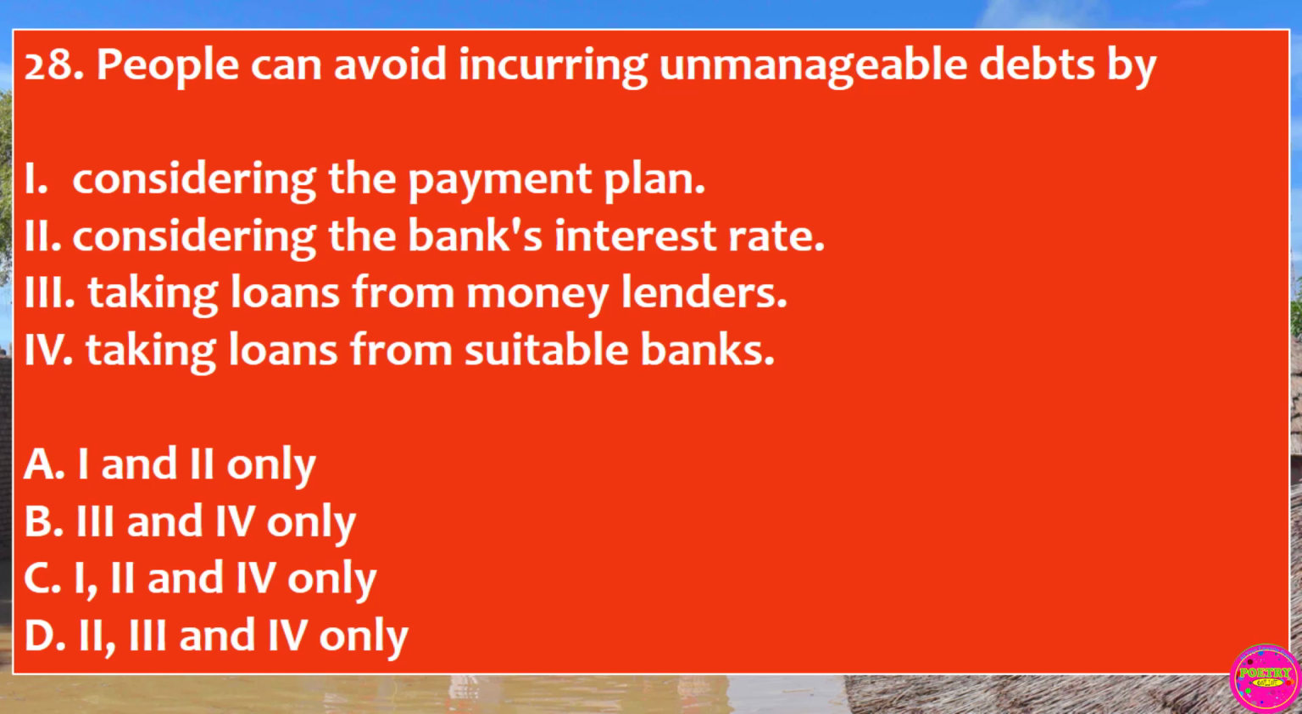Question 28. People can avoid incurring unmanageable debts by I. Considering the payment plan, II. Considering the bank's interest rate, III. Taking loans from money lenders, IV. Taking loans from suitable banks. A. I and II only, B. III and IV only, C. II and IV only, D. III and IV only. The correct answer to this question is A. I and II only.